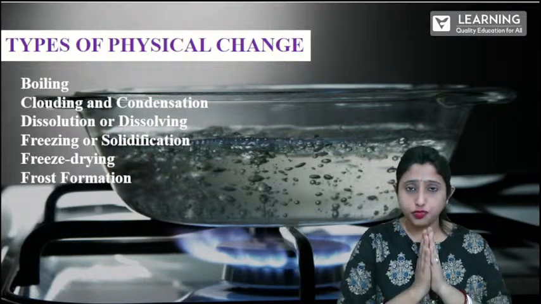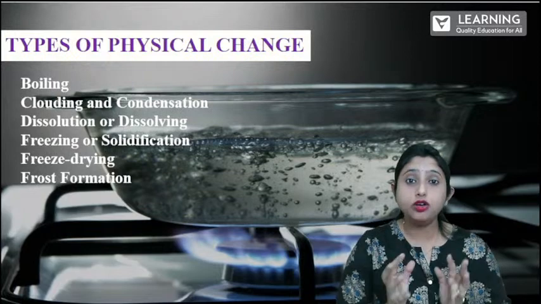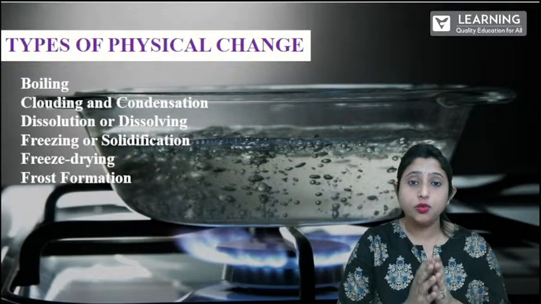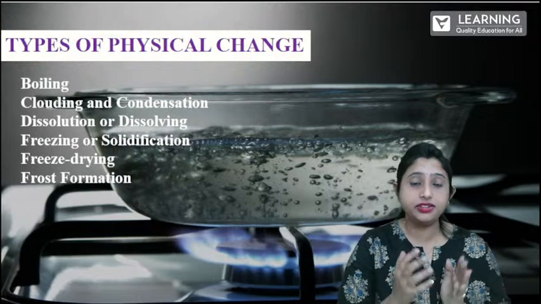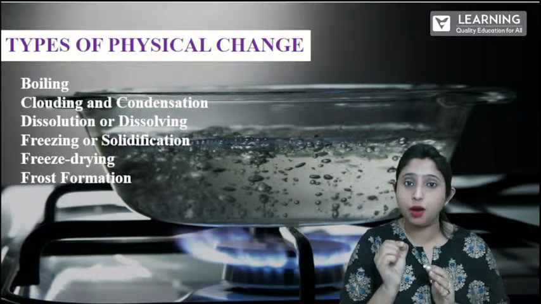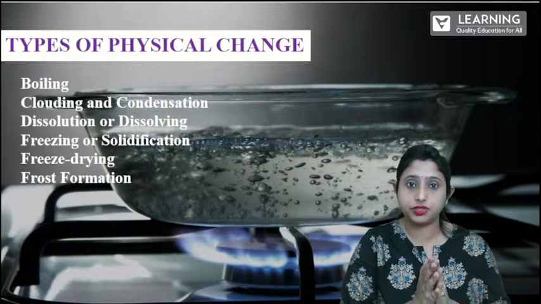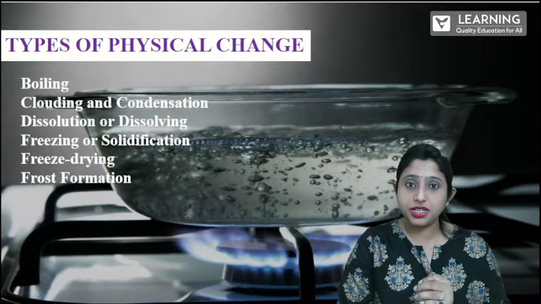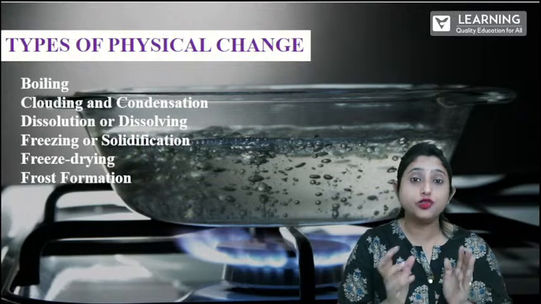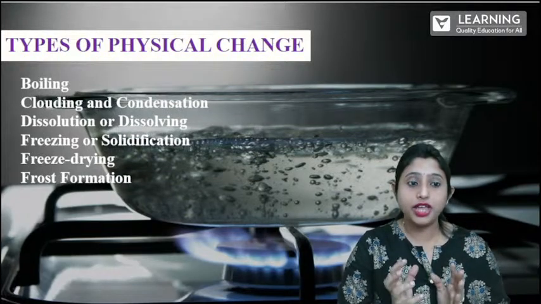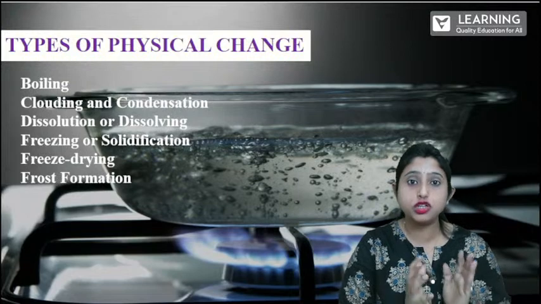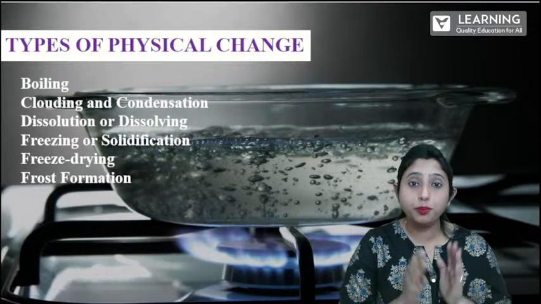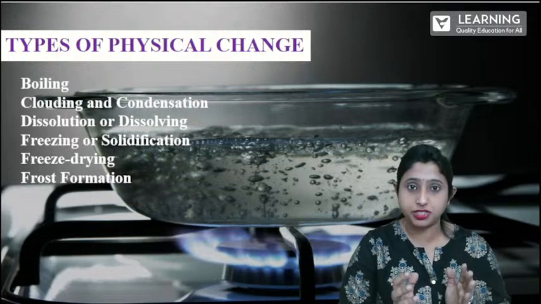Next is frost formation. That is how the snow is being formed. You all have experienced it during the cold winter season. You will see some droplets of water on the leaves. Now what is that? The moisture present in the atmosphere gets frozen, right? So that process is known as frost formation. All right, so that is how the formation of snow takes place.